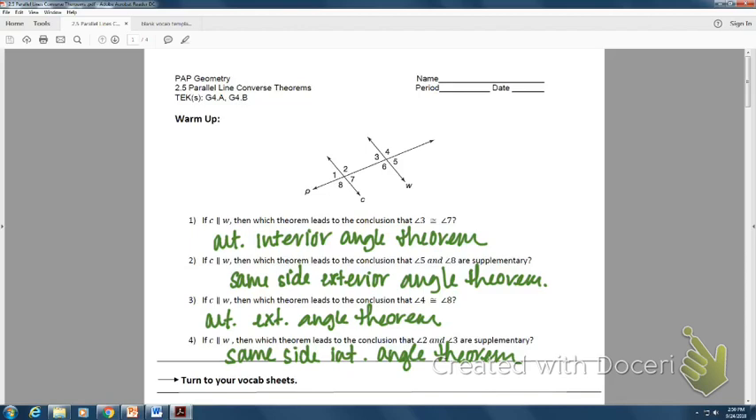Okay, turn to your vocab sheet from last time. How many spots do you have left? 6. Okay, perfect, because we got 5 words.